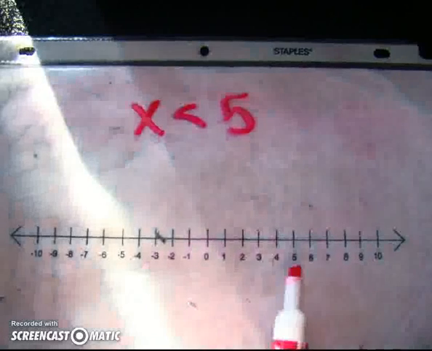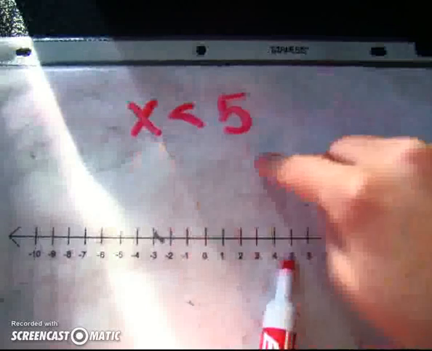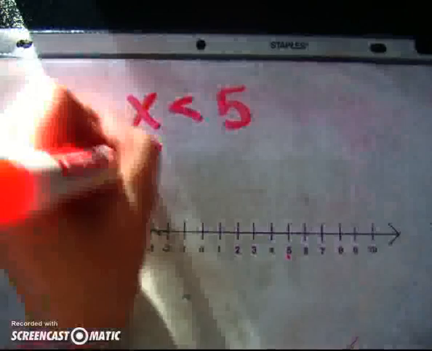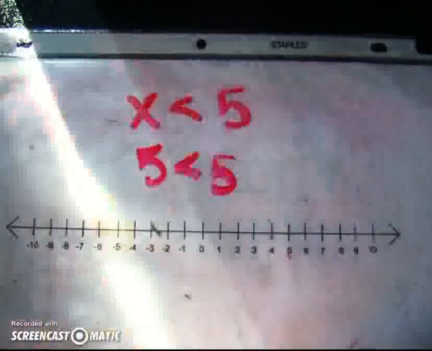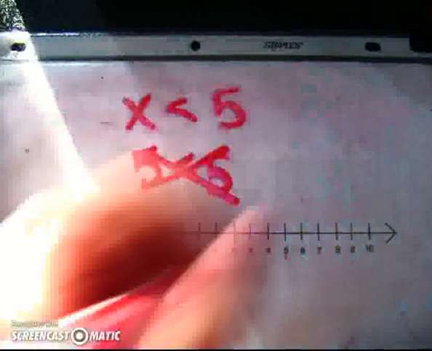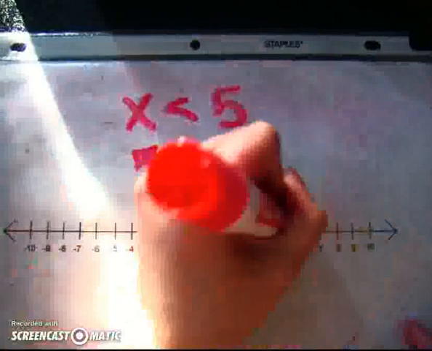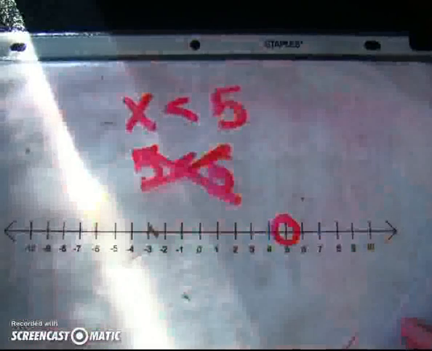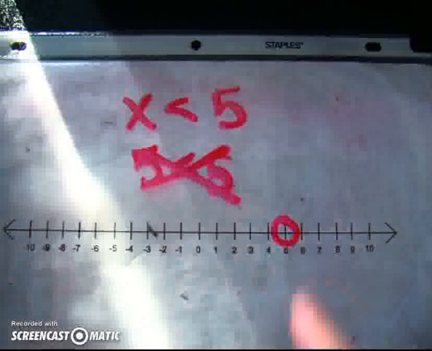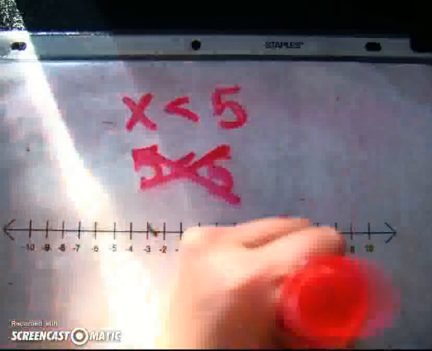5 is going to be our boundary point, so let's go to 5 here. Now, when it says x is less than 5, is 5 included? Well, let's look. Is 5 less than 5? No, that's not true. 5 is not less than 5. 5 is equal to 5. So we know it's not going to be included. The way we show that it's not included is by putting an open dot on 5. That kind of shows that the numbers around 5 might work, but not 5 itself. So open dot means it's not included.